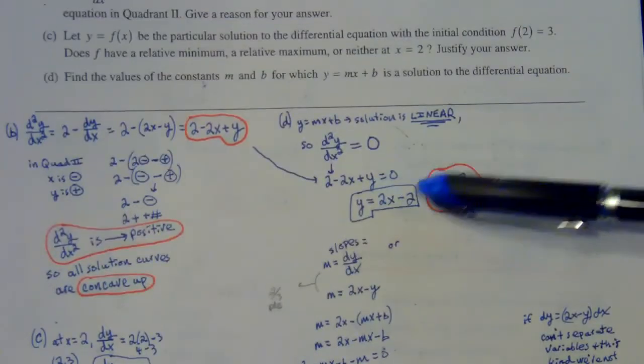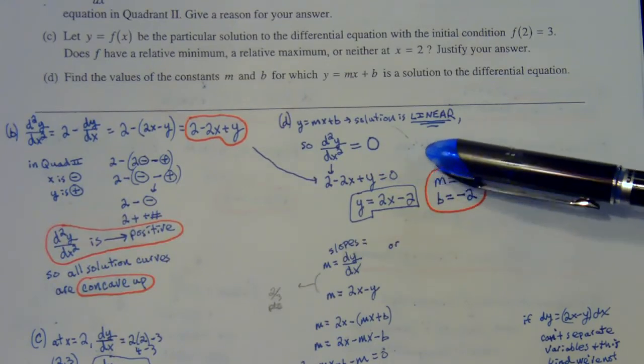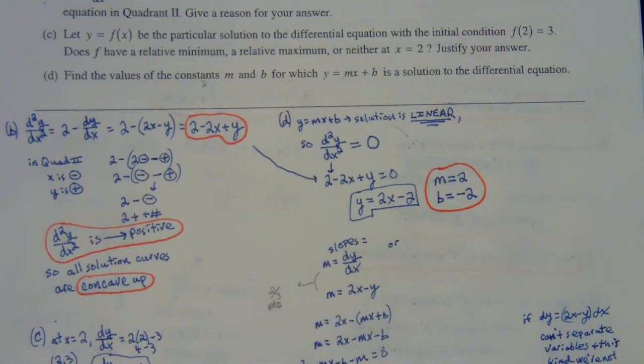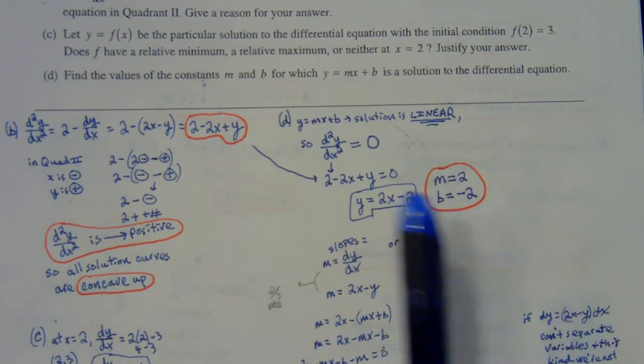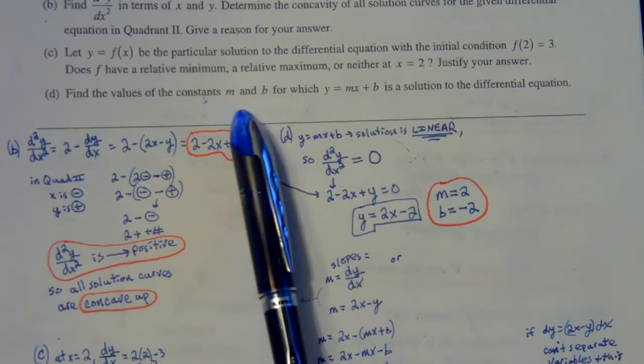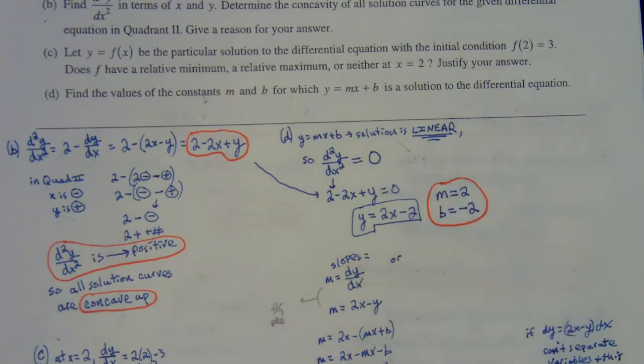And then a second thought of mine was to kind of worry about this stuff right there. But this wasn't my first thought on this problem. So let me just start. This is the most efficient way to do it though that I can think of. All right, so letter D says find the values of the constants m and b where that y equals is a solution to that differential equation.